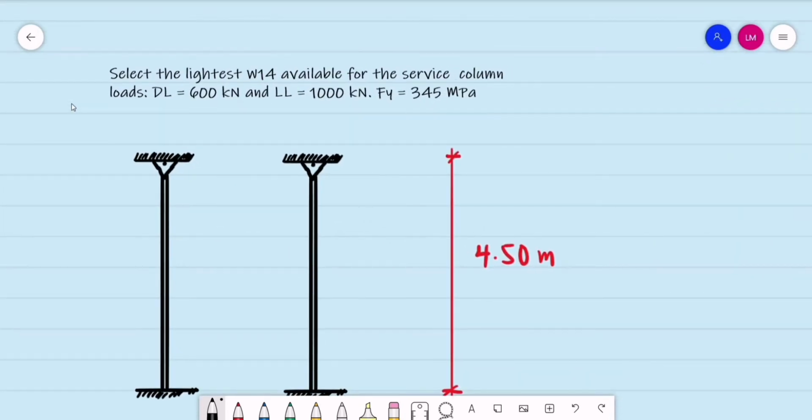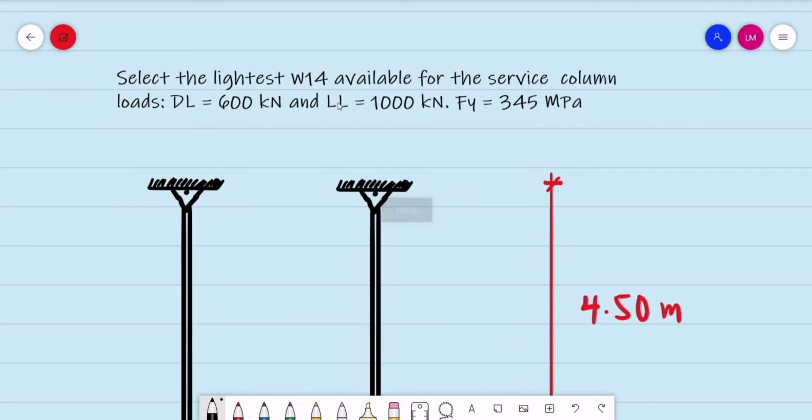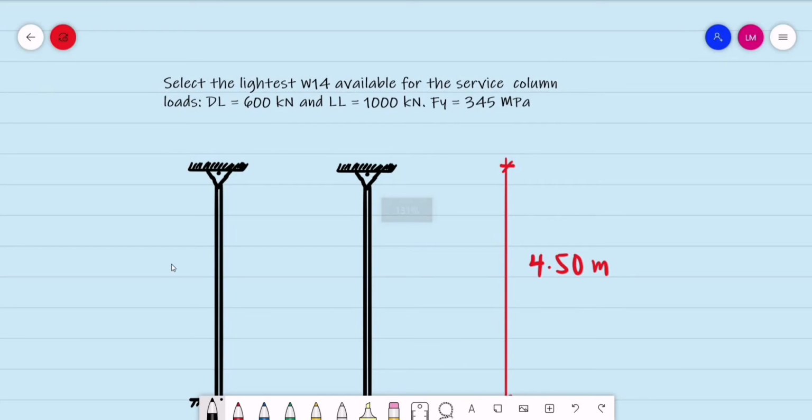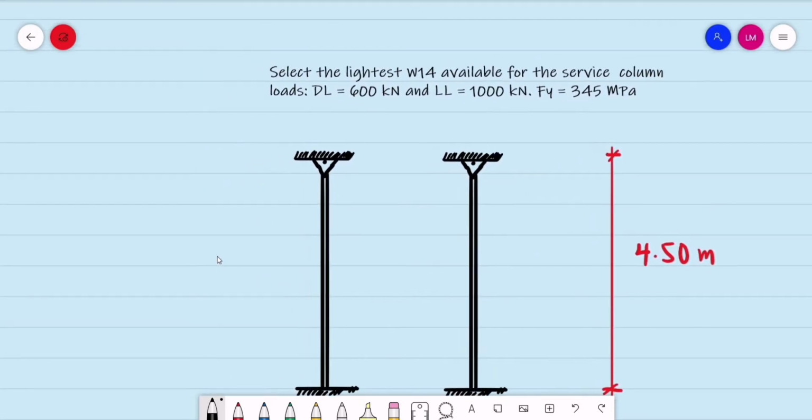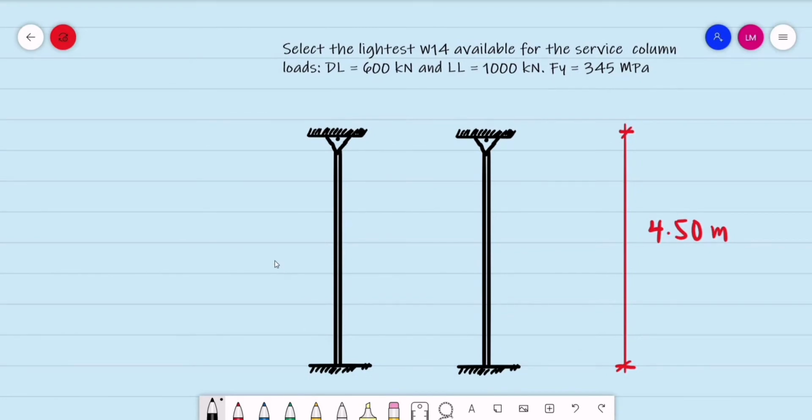Hi, good day. So let's have an example for the selection of a section for a compression member. Select the lightest W14 available for the service column loads: a dead load of 600 kilonewtons and a live load of 1000 kilonewtons. We are to use Fy equal to 345 megapascals. So this is our column.